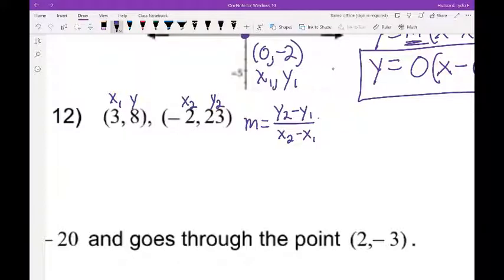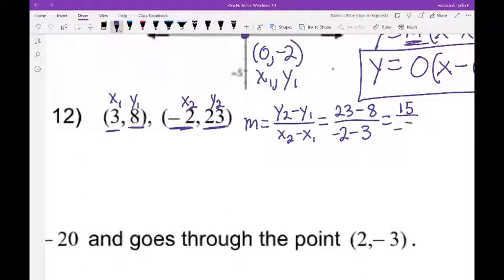And so all we're going to do here is plug in these values. So y2 is 23, and I'm subtracting y1, which is 8. I'm putting that over x2, which is a -2, and I'm subtracting x1, which is a +3. So 23 minus 8 will give us 15. We'll simplify that numerator first, and then -2 minus 3 will give us a -5. 15 divided by -5 is a -3. Okay, so that will be our slope.